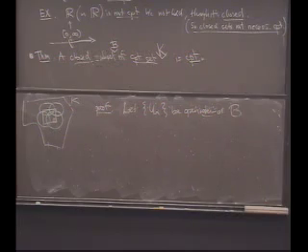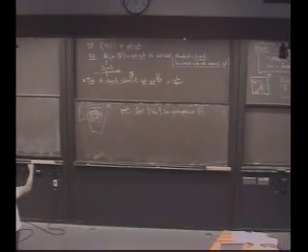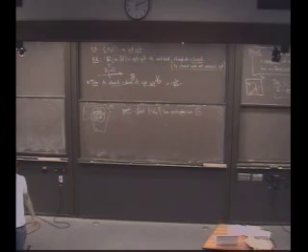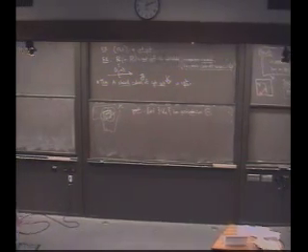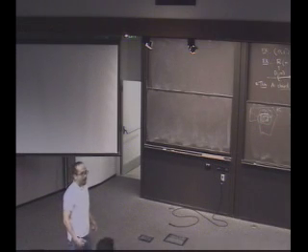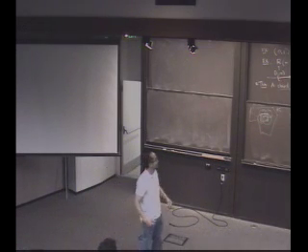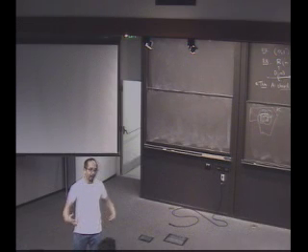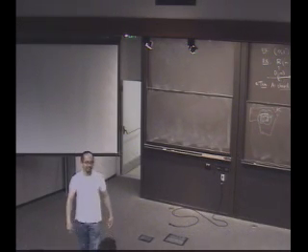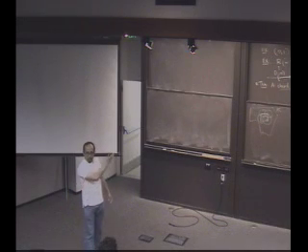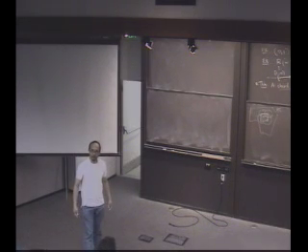Now, I want to find a finite subcover of B using this collection. So find a finite subcollection. How am I going to do it? What do I know? I know K is compact. So if I'm going to use the fact that K is compact, I'm going to need to have an open cover of K. Do you see an open cover of K here?